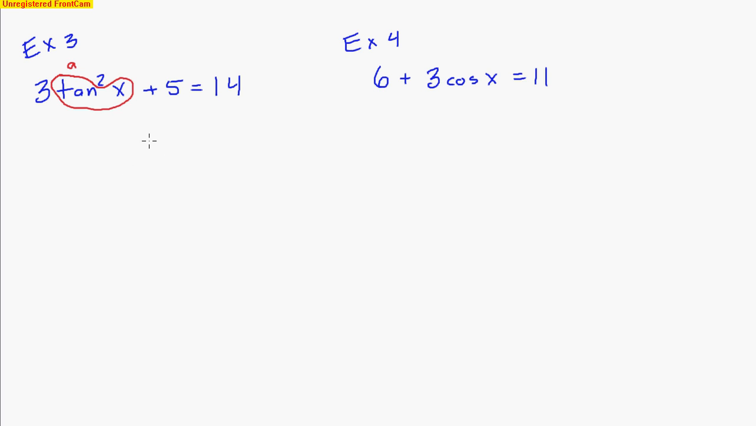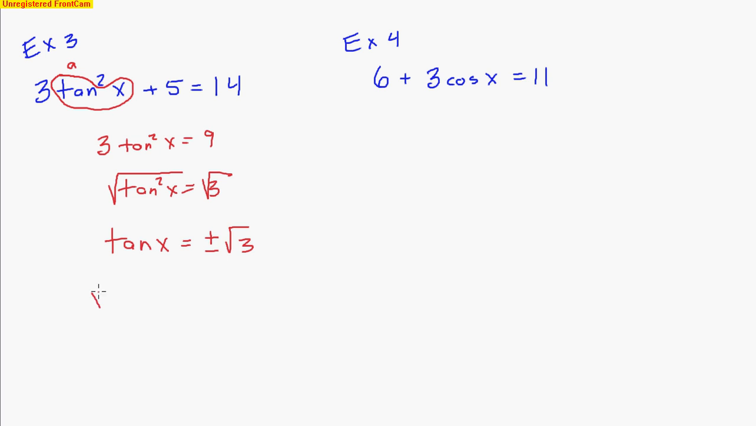So first step would be to subtract 5. I get 3 tangent squared of x equals, let's see, 14 minus 5 is 9. Now I'm going to divide by 3. Tangent squared of x equals 3. 9 divided by 3 is 3. Now I got to get rid of that square. To get rid of a square, I'm going to take the square root of both sides. Now I get tangent, which is nice. I've isolated my trig function. But be careful. Anytime you take the square root, you must put a plus or a minus in front of that square root of 3.